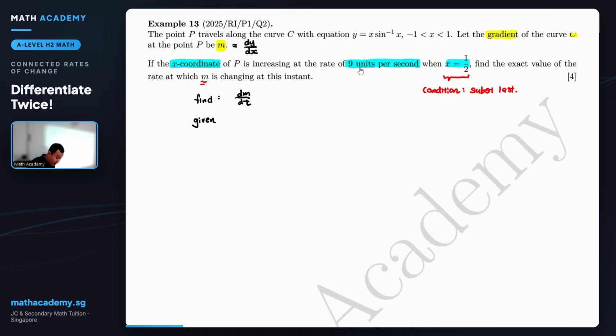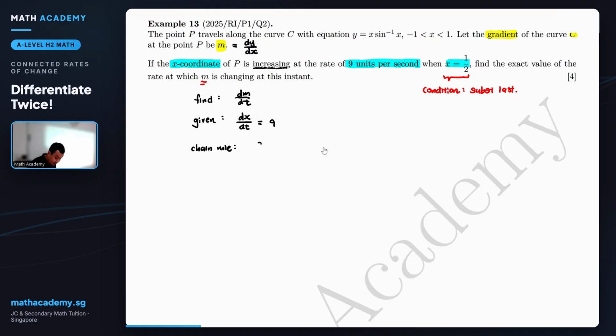Okay, what am I given? X coordinate is changing at 9 units per second. So x coordinate changing means dx dt. This is 9. Do I need to put a minus? The word in the question is increasing. So increasing is positive. If it's decreasing, we put a negative. So let's form chain rule last.